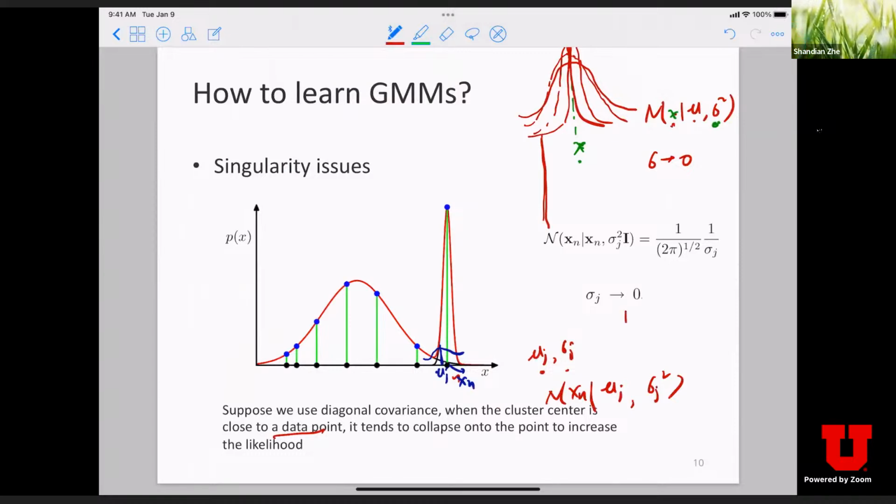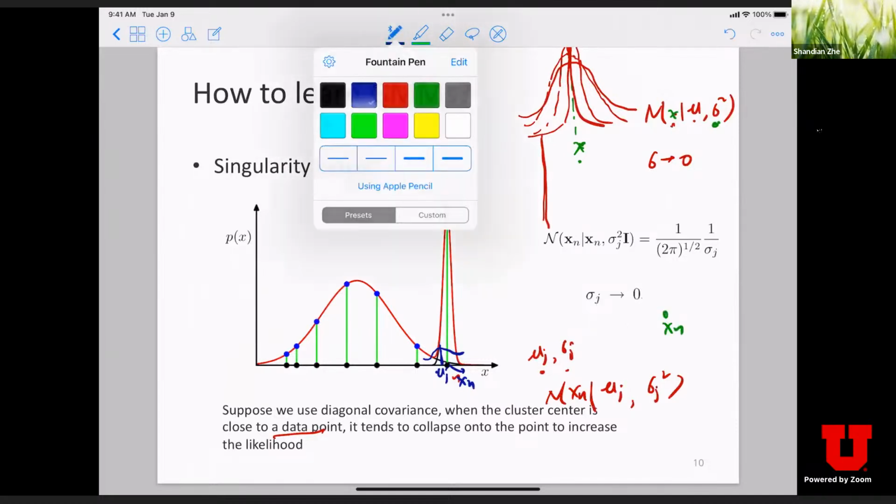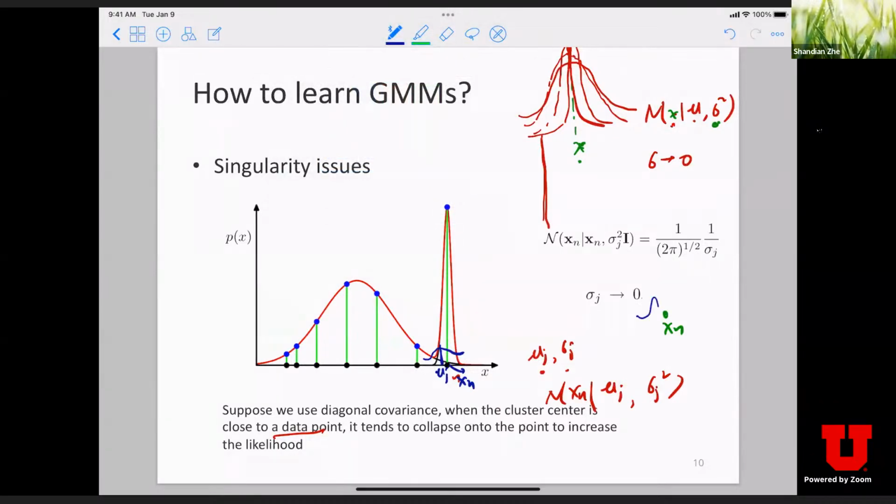We got data point xn here. This is my data point xn, and this is my initialization of mu j, and sigma j gives my initial Gaussian. Now I want to move this Gaussian such that when xn is evaluated with this Gaussian, the likelihood is as large as possible. Then how should we adjust mu j and sigma j?